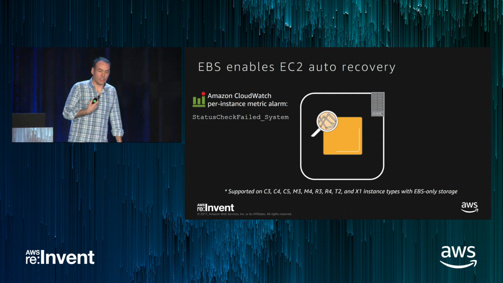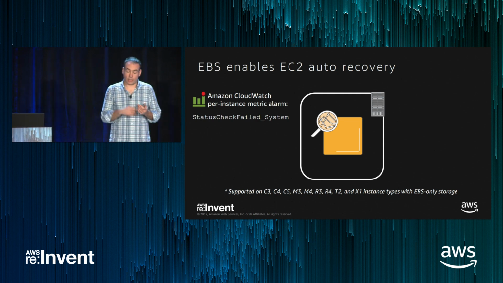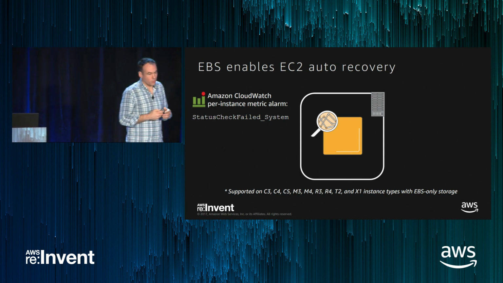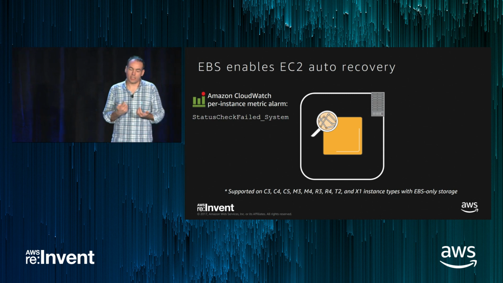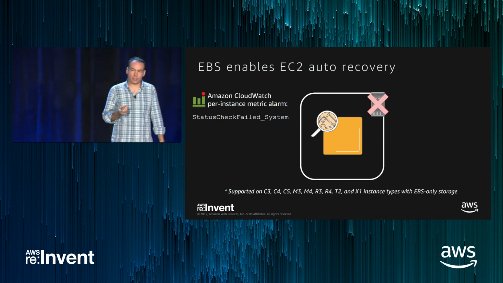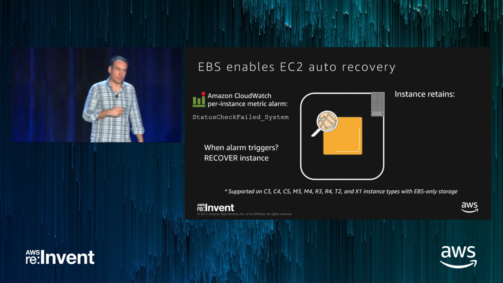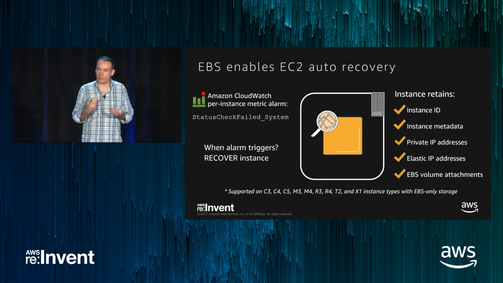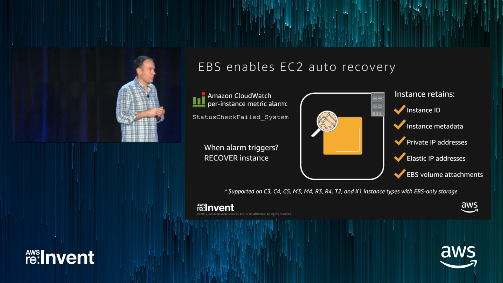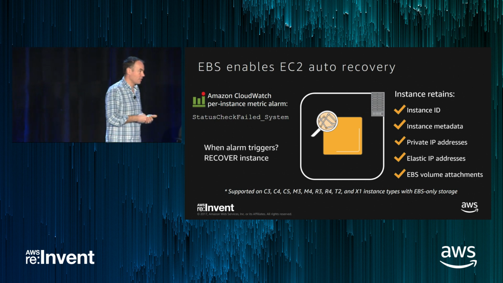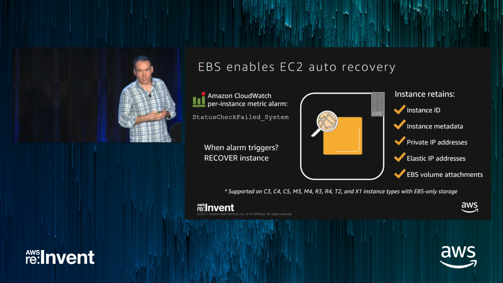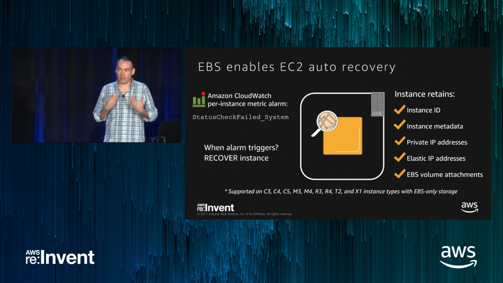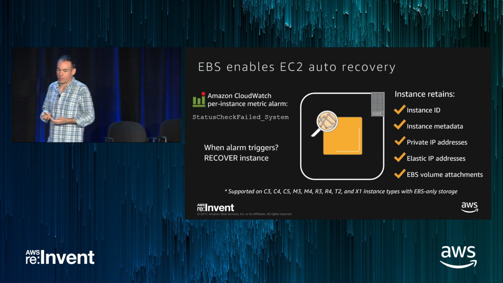On many of our current generation instance types, when EBS volumes are attached, and only EBS volumes are attached, you can take advantage of EC2 auto recovery. What auto recovery is, is a per instance alarm. And when that goes into alarm, it triggers a recovery workflow. That recovery workflow will reboot your instance, sometimes placing it on different hardware if that's what the failure is. And that new instance is going to retain all of the same configuration data that it had previously. So same instance ID, same volume attachments, IP addresses, et cetera. So the application can come up with no impact or no extra manual effort required.